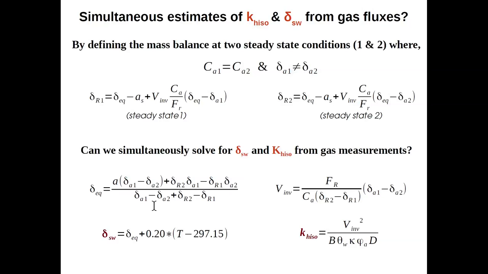So with this in mind, it's simple, really. We've been playing with the idea that if we define our mass balance models at two conditions which only differ in terms of the isotopic composition of ambient CO2, so delta A, we attain a set of equations which might let us simultaneously solve the isotopic composition of the water pool and the rate of exchange only from gas flux measurements. So we take two equations, two steady states, and make one simultaneous equation system. So this is what we're playing with.